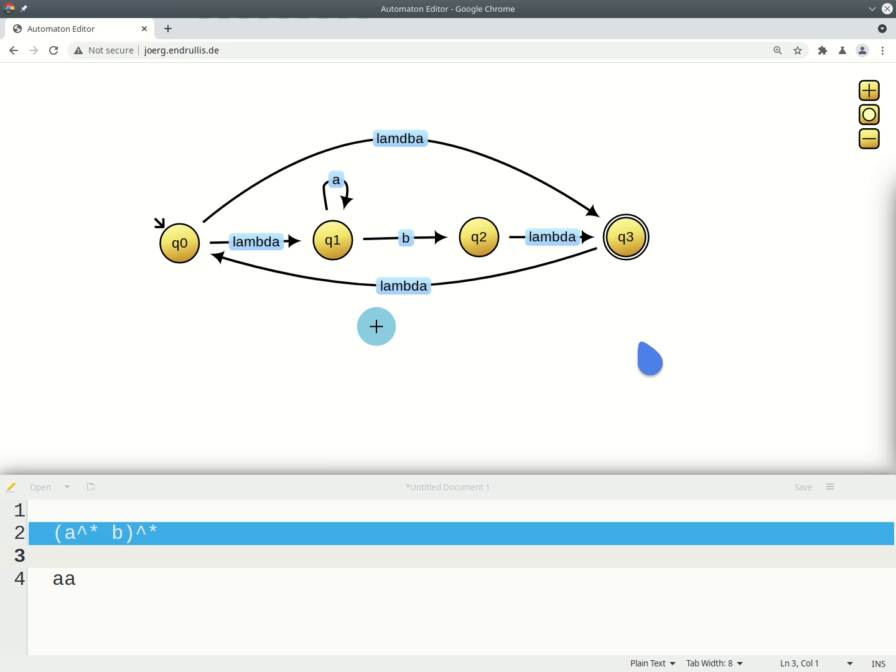So this is the reason that we need an additional starting state, and the second regular expression on the slides shows that we also need an additional final state. So in general, it's really important that we add a new initial state and a new final state.